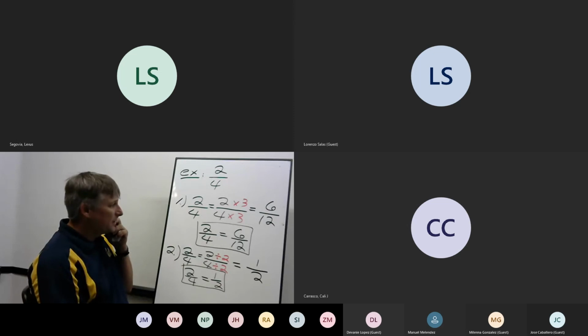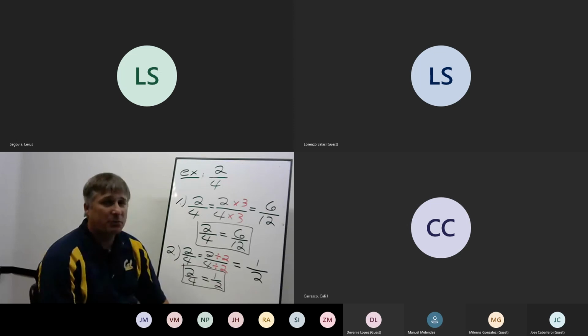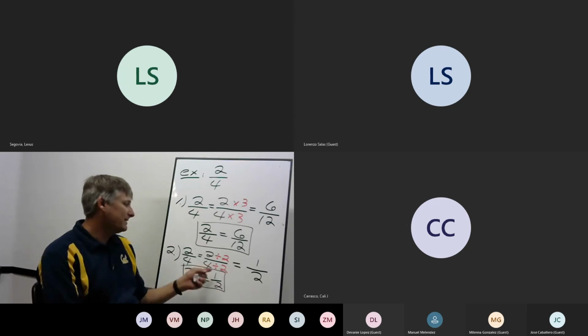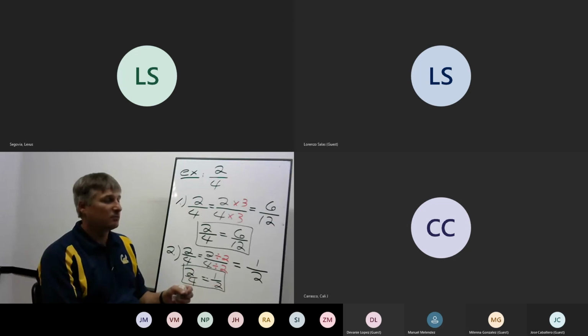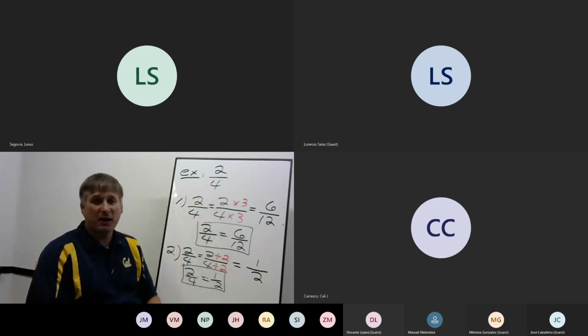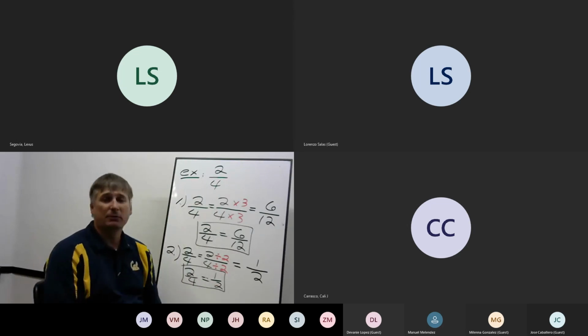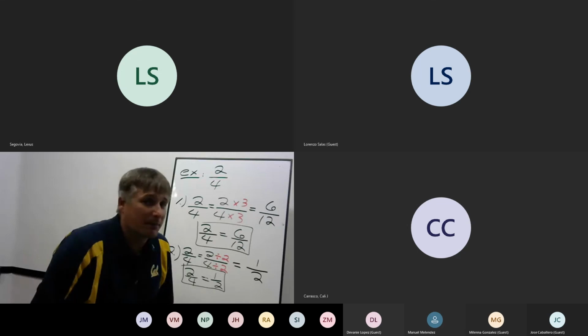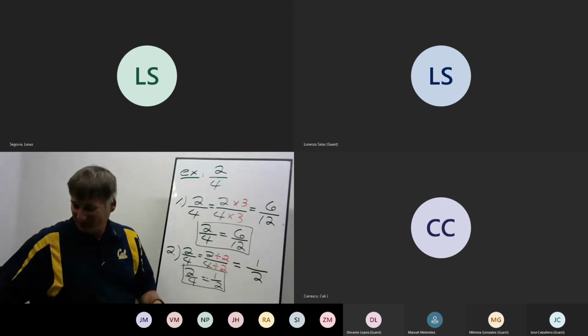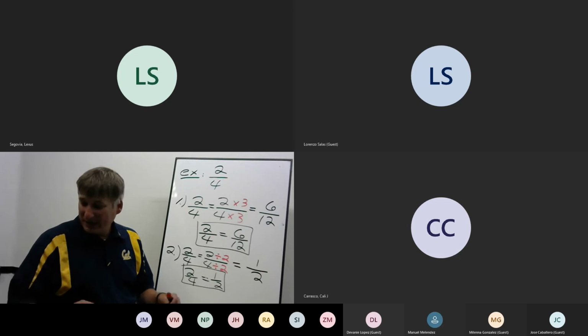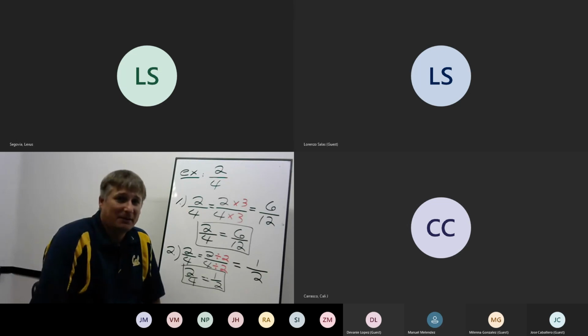Now in the next section, when we start adding and subtracting fractions, we're going to need to be good at this. We want to be good at generating equivalent fractions. And for a particular reason, it's called finding a common denominator. So any questions about that?